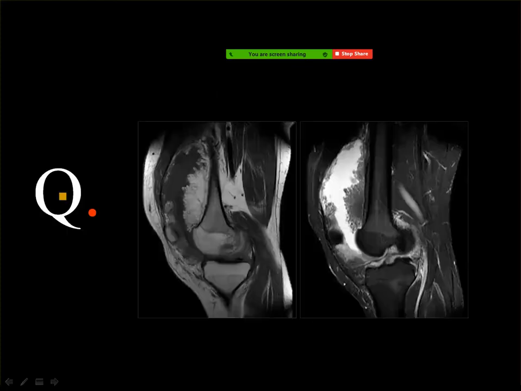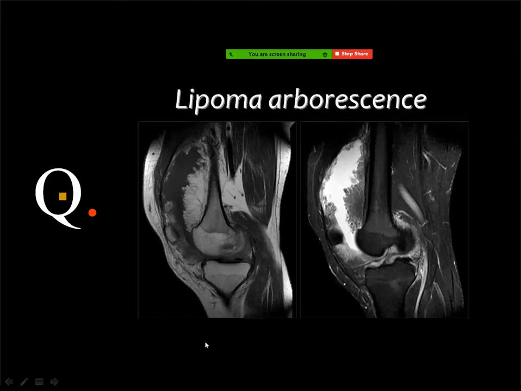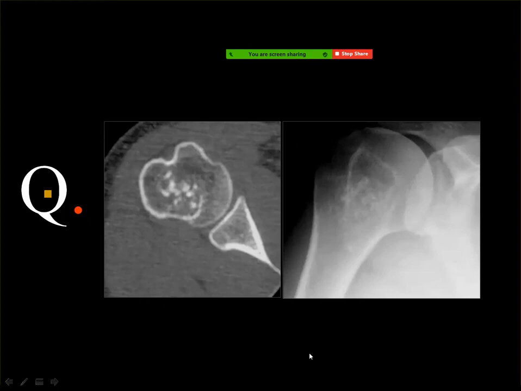Then here, is a lipoma present? Yes, very good. And this is lipoma arborescens. You have a mass of branching fatty tissue within the knee joint together with knee joint effusion.